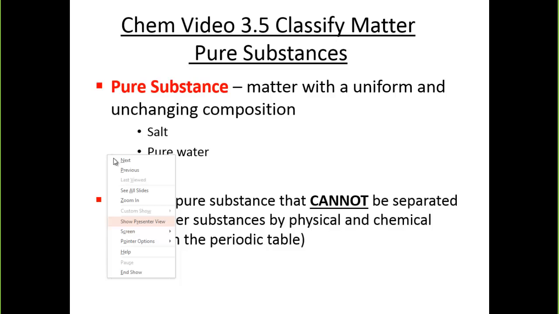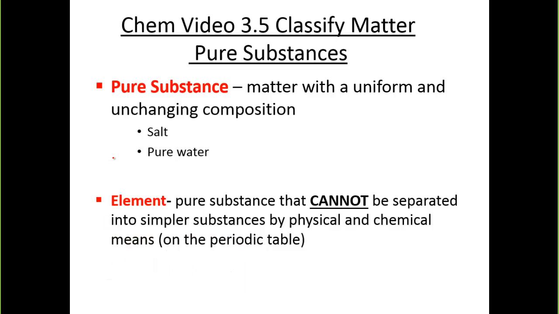We're going to look into Chem Video 3.5, classifying matter. To begin with, we're going to break it down, and first off, we're going to classify just the pure substances. A pure substance is matter with a uniform composition, unchanging. So it's the same throughout.